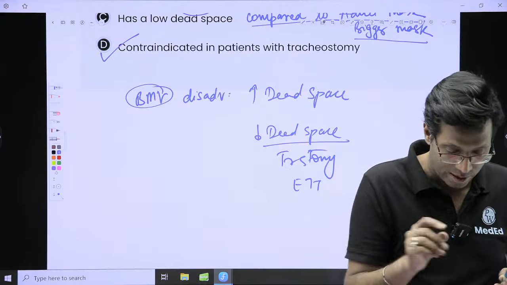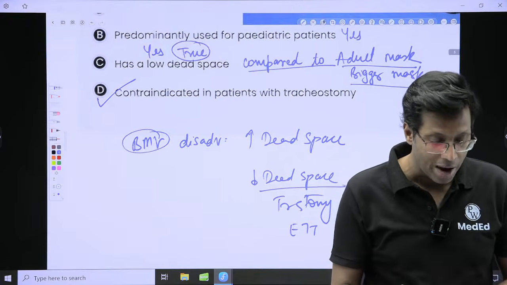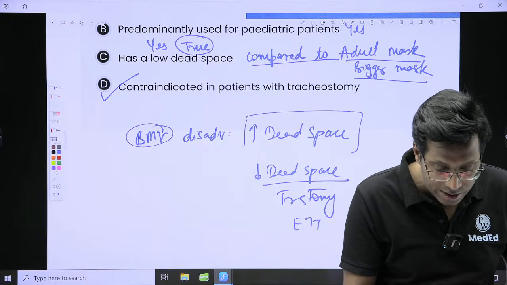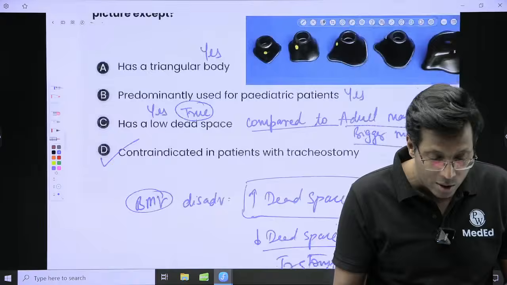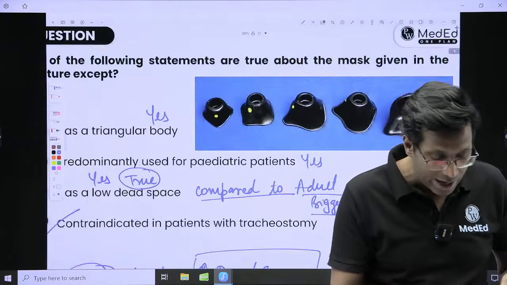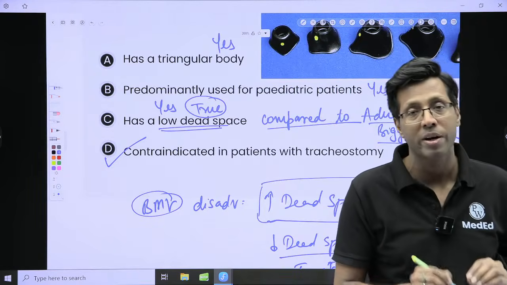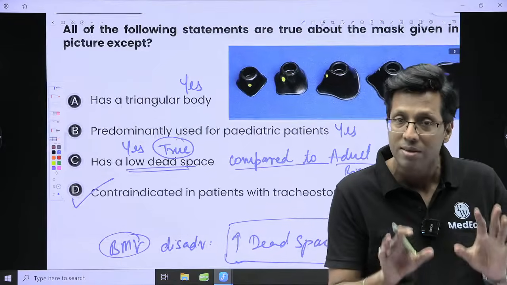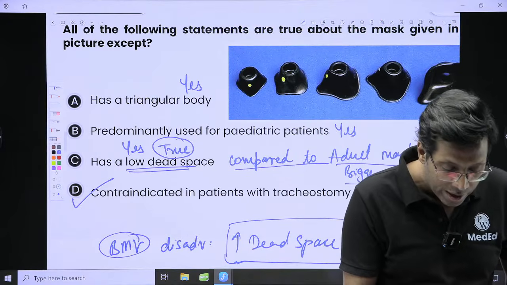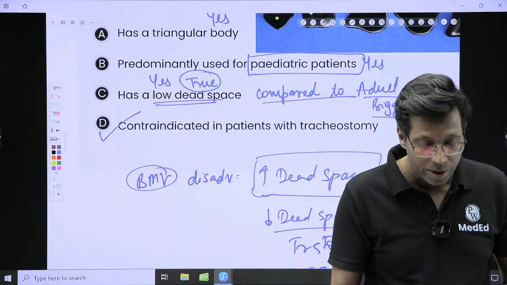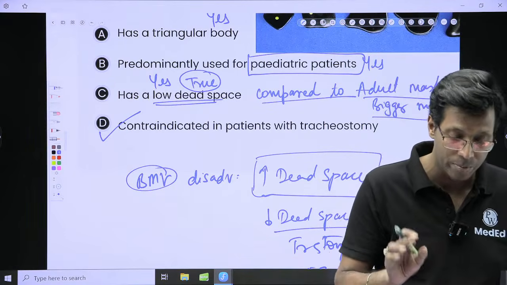This is the best I could explain over here, as fast as I could. So remember these 2 points. Bag mask ventilation's biggest disadvantage is that it increases the dead space, but here what you are seeing is a small pediatric mask. Because it's a small pediatric mask, it has a low dead space because it is made for pediatric patients. So compared to the adult mask, compared to a bigger mask, this has less dead space, and that is why it is used for pediatric patients. Last point, contraindicated in patients with tracheostomy? No, it can be used in patients with tracheostomy.